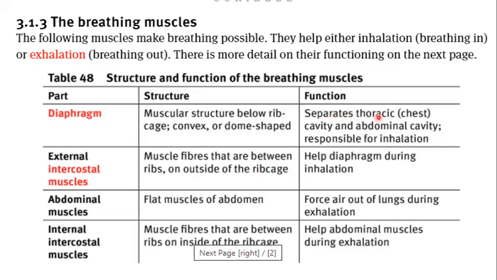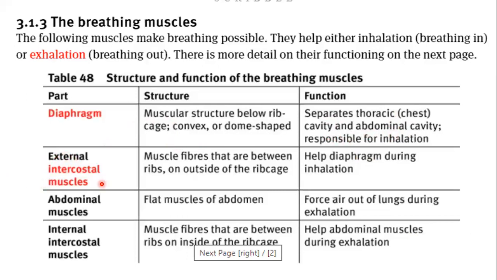It separates the thoracic, which is the chest cavity, and the abdominal cavity. So the diaphragm is the one that separates your chest from your abdomen. So as soon as you go below the diaphragm, you've got your abdomen. If you go above the diaphragm, you have your chest. So that's how your body is separated. It is responsible for inhalation. It also protects that area there.